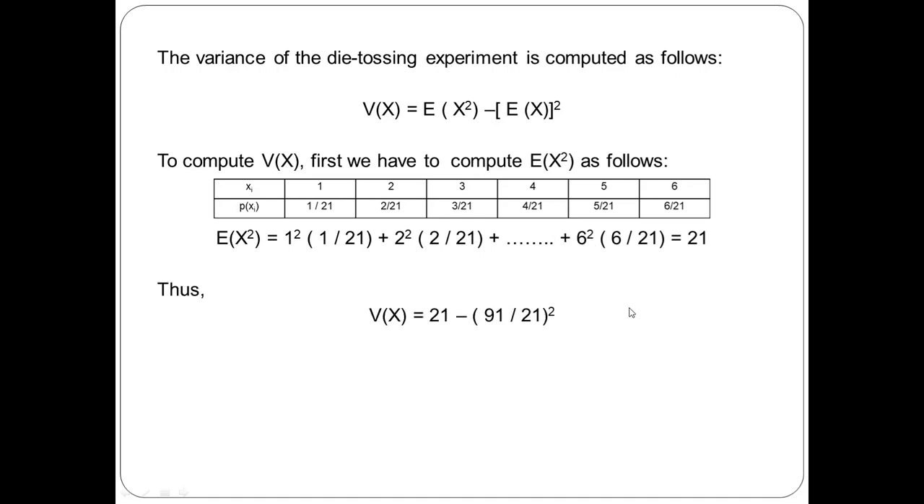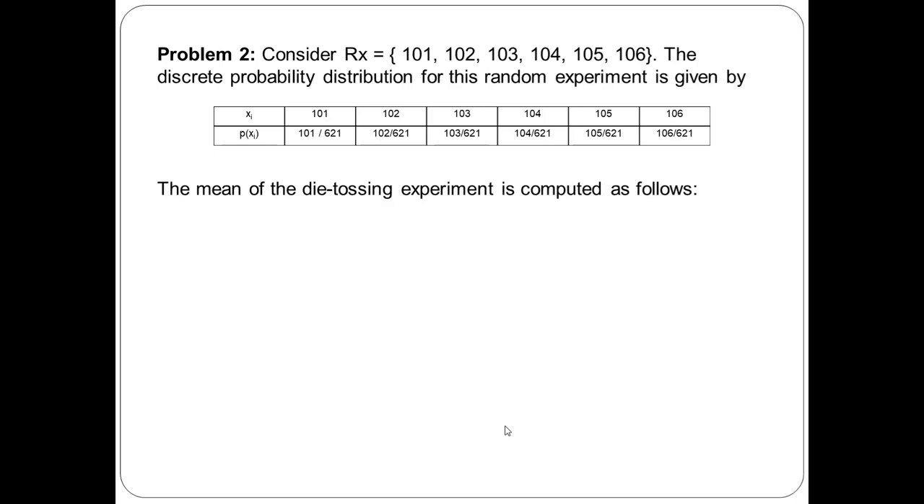After calculating this value we will get the answer of e of x square is equals to 21. Then we will put these values in this formula, e of x square is equals to 21 minus e of x is given as 91/21. After calculating this we will get the value of v of x as 2.22. After this we will calculate the standard deviation. Standard deviation is equals to under root of v of x. So after taking the under root we will get the standard deviation answer 1.49.